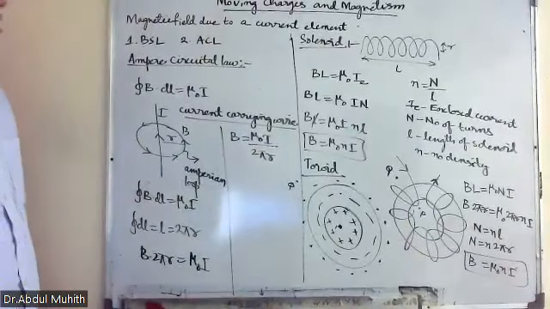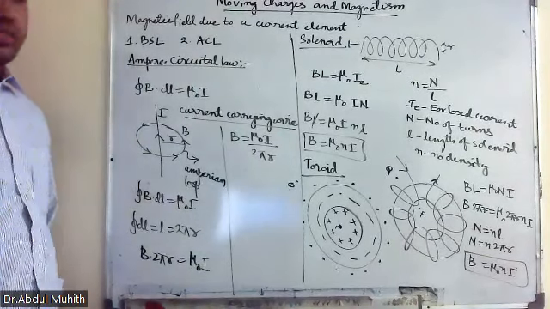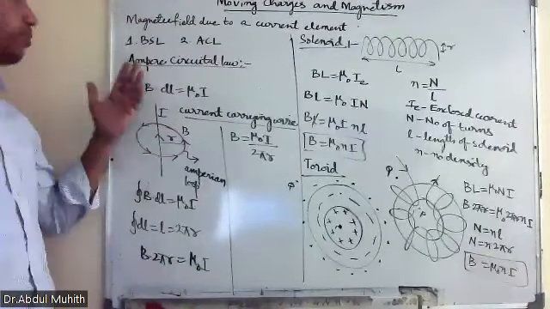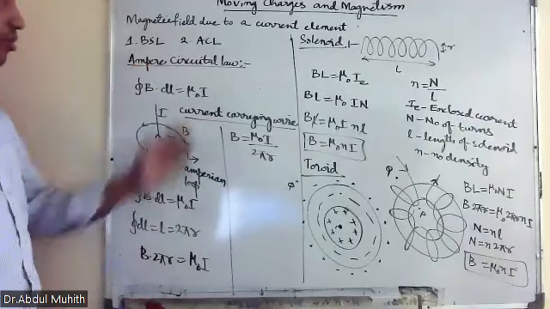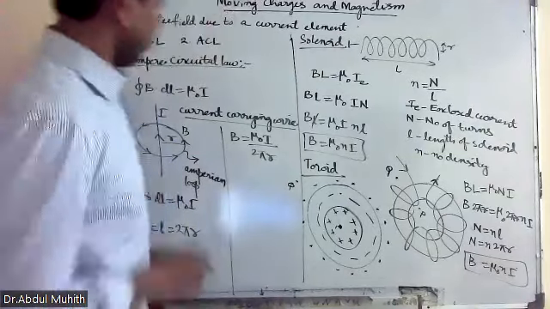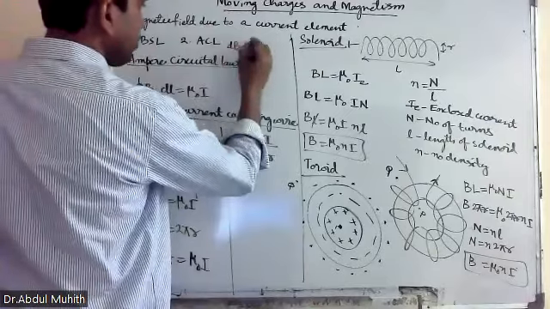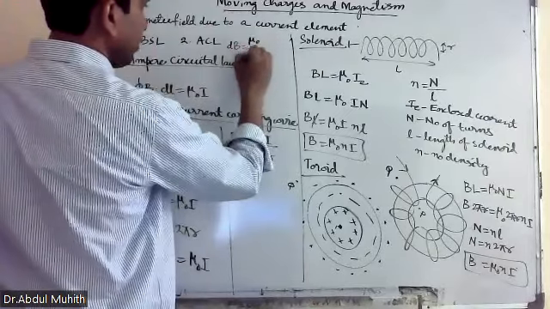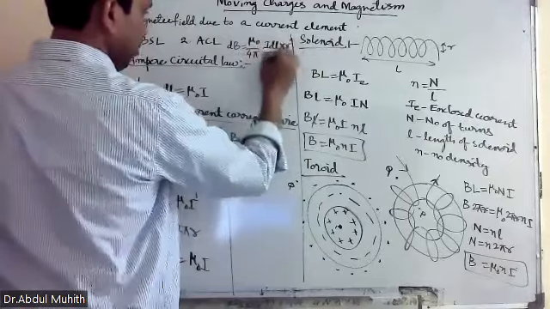In the previous class we were discussing the magnetic field due to current carrying elements. Here we have two laws: one is the Biot-Savart law and the other is Ampere's Circuital law. In the Biot-Savart law, dB is equal to mu0 by 4 pi into I into dl cross r divided by r cubed. This is the formula.